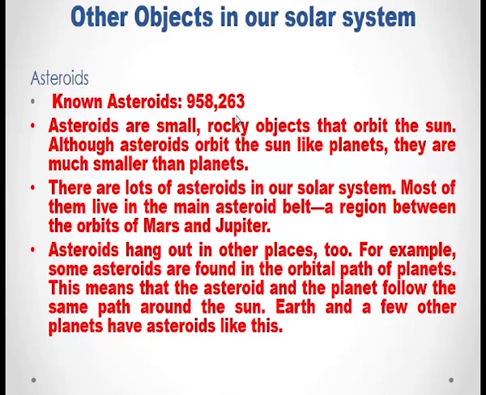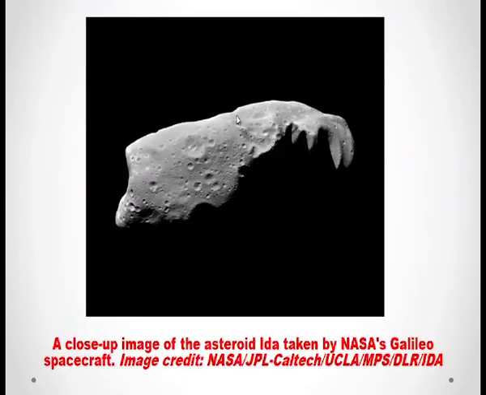Then these asteroids hang out in other places too. For example, some asteroids are found in the orbital path of planets. This means that the asteroid and the planet follow the same path around the Sun. Earth and a few other planets have asteroids like this. This is a photograph of an asteroid taken by NASA's Galileo spacecraft. A very close-up image of an asteroid. You can see this is a rock-like structure.